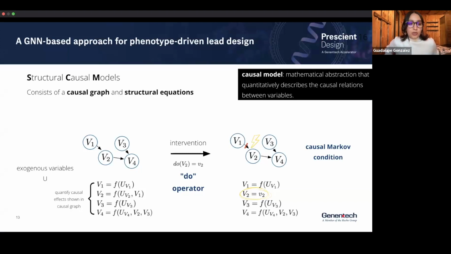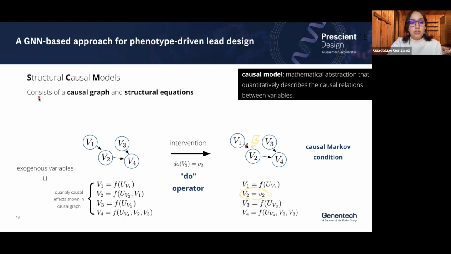So specifically, we use structural causal models. Causal models are mathematical abstractions that quantitatively describe the causal relations between variables. And specifically, structural causal models, or SCMs, consist of a causal graph. So we see here in this system, we have 4 variables, and the edges or links represent the causal relationships between them. So in this case, it means that V2 causally depends on V1, and V4 causally depends on V2 and V3.